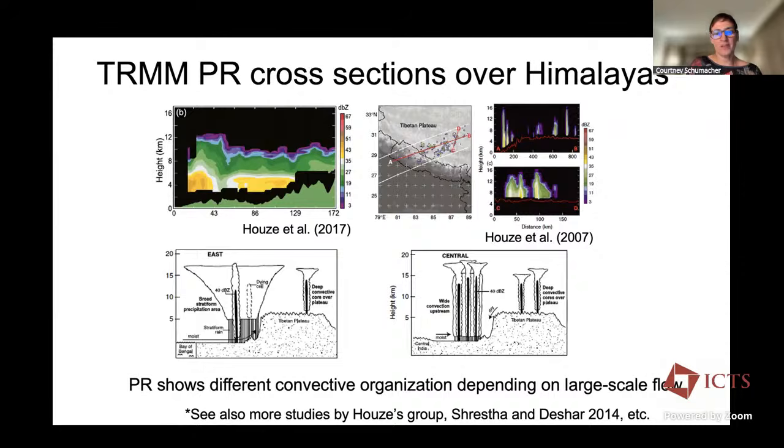There's a lot of more regional applications you can use the radar data for, using these same building blocks I've been talking about, these convective, shallow and deep convection, and then the stratiform rain, to understand the precipitation processes and storm structures over a region.